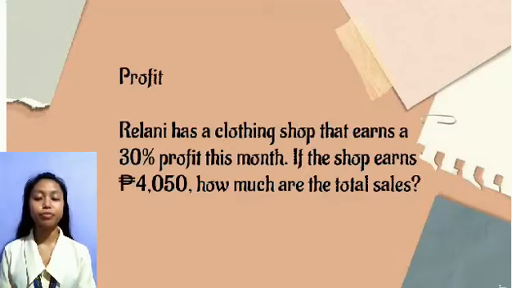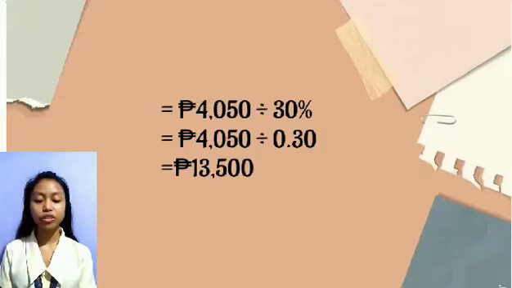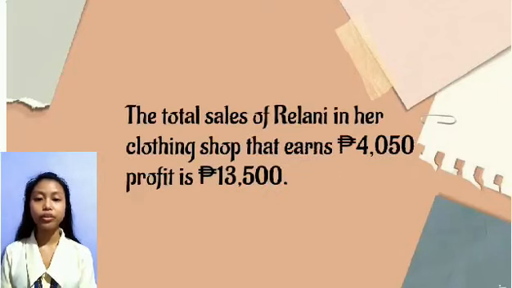The last problem is about profit. Rilani has a clothing shop that earns a 30% profit this month. If the shop earns 4,050 pesos, how much are the total sales? So 4,050 pesos divided by 30% or 0.30. And the answer is 13,500 pesos. Therefore, the total sales of Rilani in her clothing shop this month is 13,500 pesos.